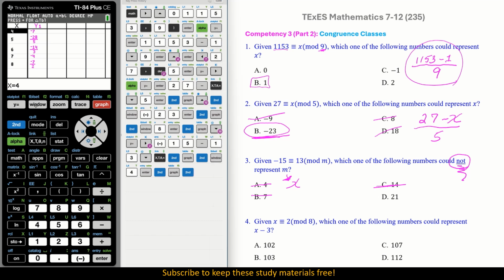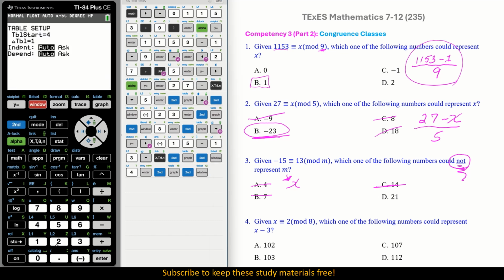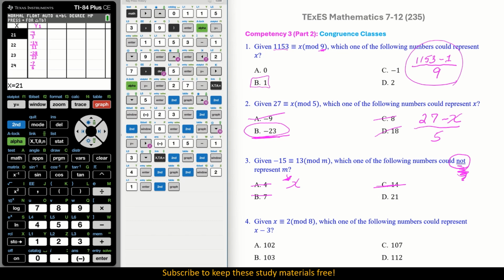So we need to go to second window and put in 21. Now, if 21 is a fraction, it is the not value that we're looking for. We want the one that doesn't represent a possible m. Okay, so let's go to second graph. And yeah, it's a fraction. And that's what we're not looking for. That will not be viable.